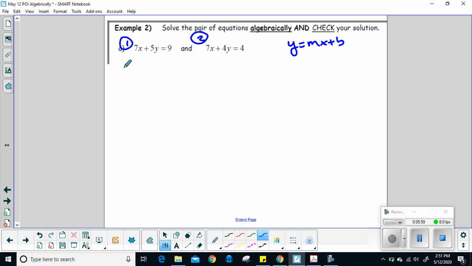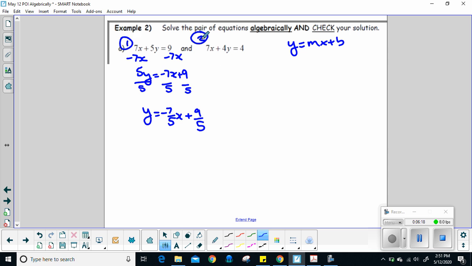So let's rearrange. If I'm going to bring that to the other side, I have to minus 7x on both sides. So I'm left with 5y equals negative 7x plus 9. Divide by 5, divide by 5, divide by 5. y equals negative 7 over 5 x plus 9 over 5.